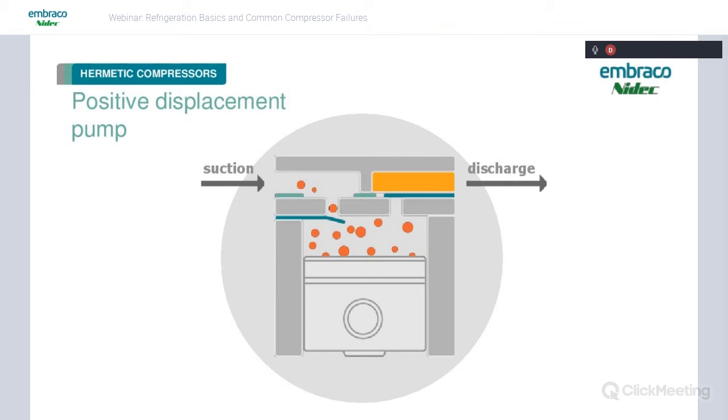So you can see extremely high pressures inside this cylinder, in the neighborhood of 3,000 psi if you pull liquid in there. So that's why we cannot have liquid in a positive displacement pump. We always want to protect these types of compressors from liquid floodback, or slugs.